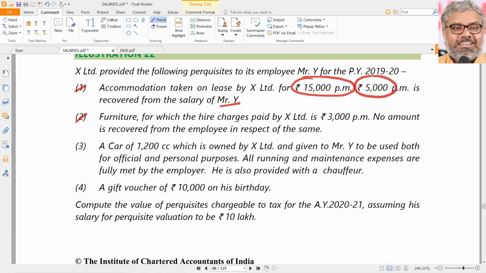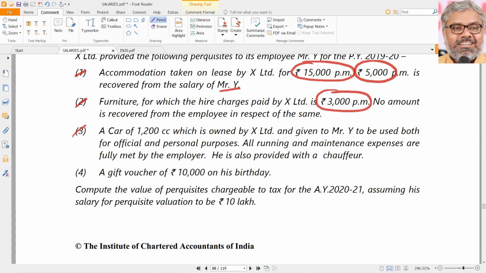Second, furniture for which higher charges are paid by X Limited is 3,000 rupees per month. No amount is recovered from the employee in respect of the same. Okay, no problem. Then the third one: a car of 1200 cc, which means less than 1.6 liters, owned by X Limited and given to Mr. Y to be used for both official and personal purposes. All running and maintenance expenses are fully met by the employer. The car is also owned by the employer, expenses are also fully met by the employer, and he is also provided with a chauffeur. We have to find out the value of the car perquisite.